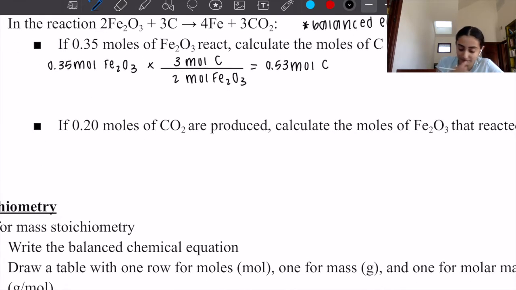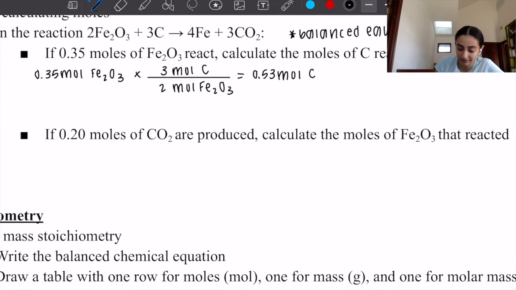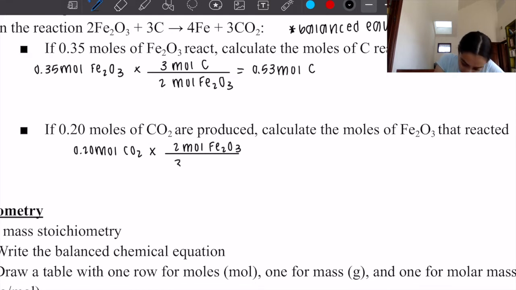So now if we have 0.20 moles of carbon dioxide produced, calculate the moles of Fe2O3 that reacted. So we are going to start with 0.20 moles of CO2 and then multiply. On the top, we are going to have the ratio of the compound we want. So that would be 2 moles Fe2O3. And on the bottom, we are going to have the compound that we were given the moles for, including the coefficients. So 3 moles CO2, and now moles CO2 cancel out. So I'm going to multiply 0.20 by 2 and then divide by 3 to get 0.13 moles Fe2O3.